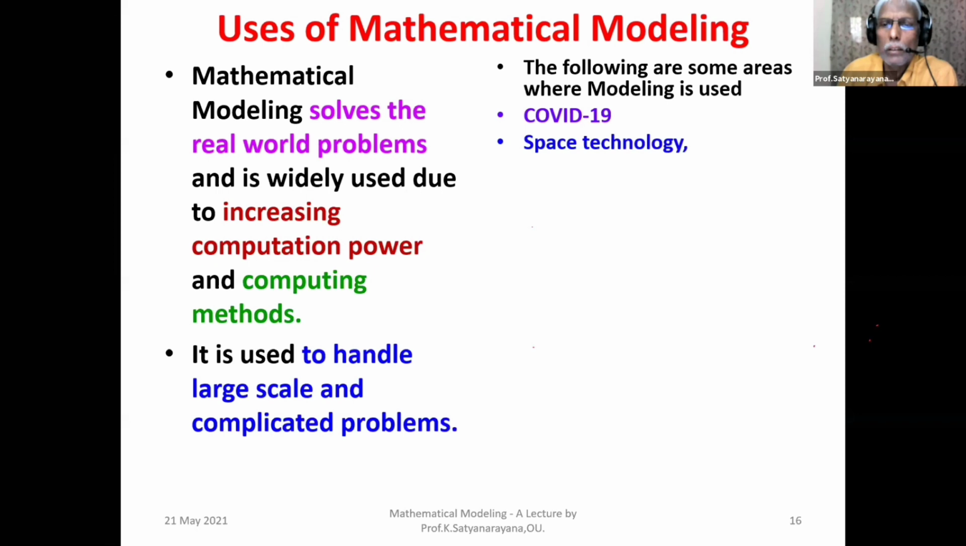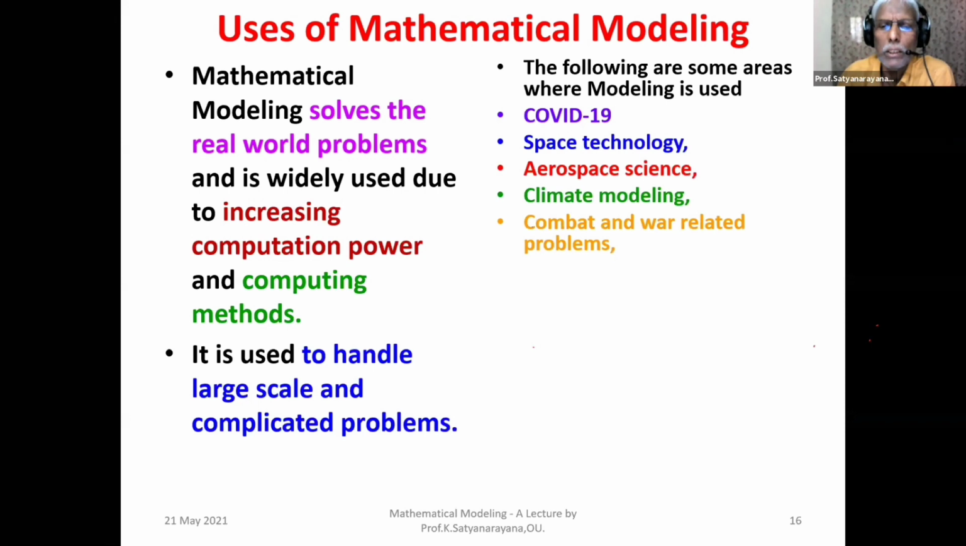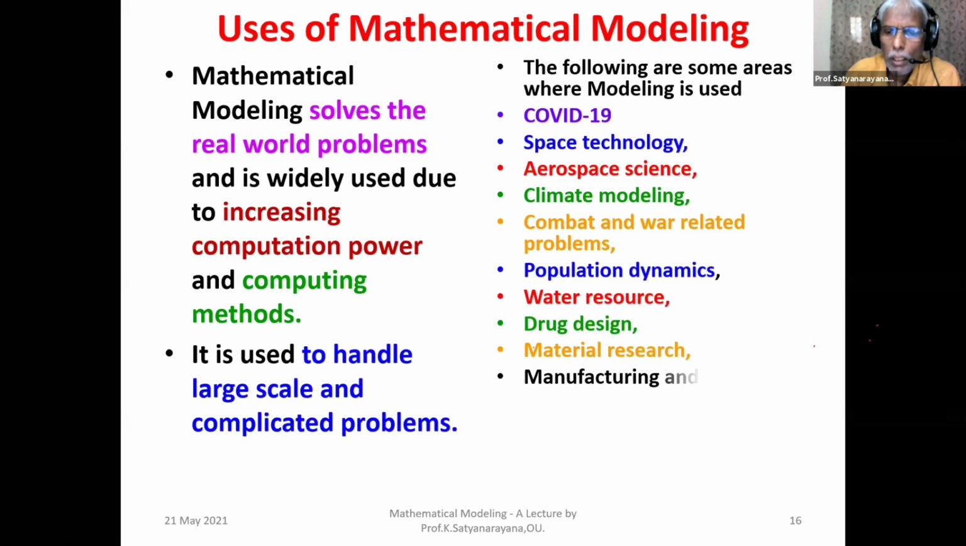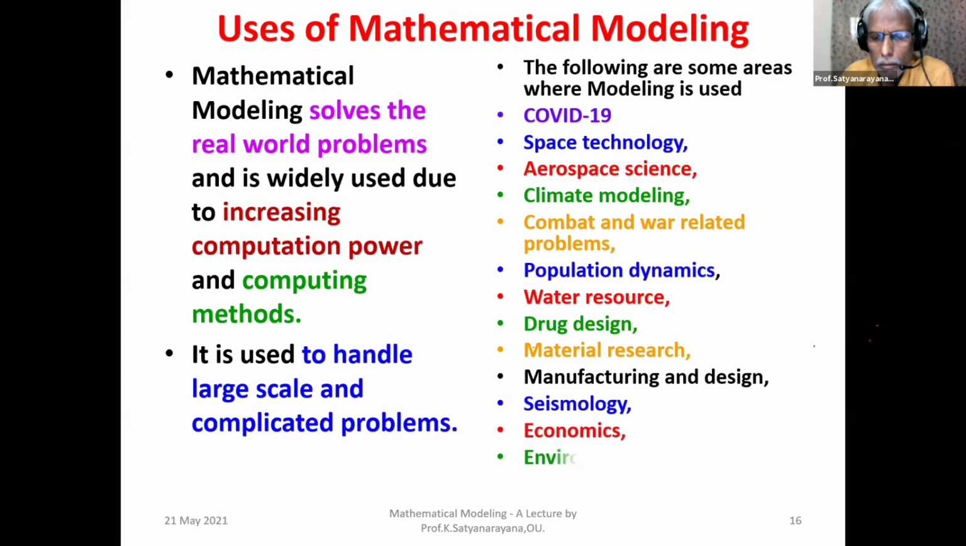Space technology, aerospace science, climate modeling, combat and war-related problems in defense, population dynamics, water resources, drug design, material research, manufacturing and design, seismology is one of the most important areas, economics, environment, medicine, biology, etc. So you can see mathematical modeling is everywhere. And that is why I am teaching this lesson to some of my teachers working there. And this lecture will motivate some of our students who are in B.Sc. there.